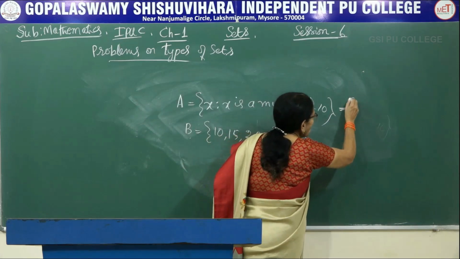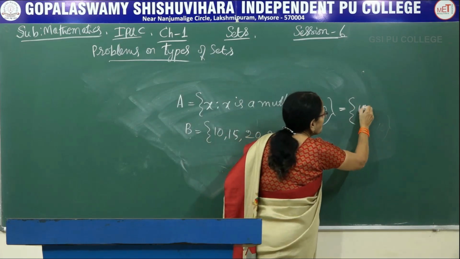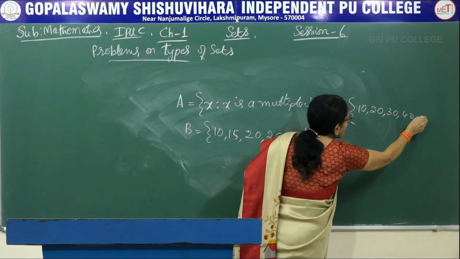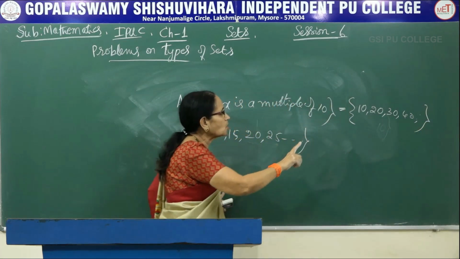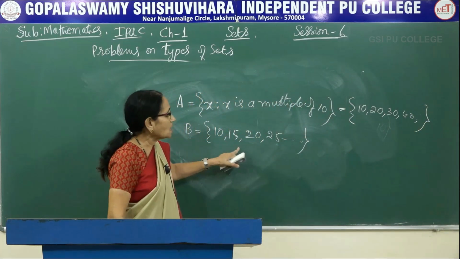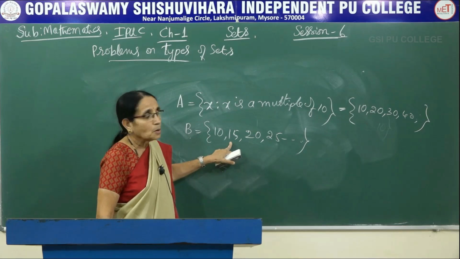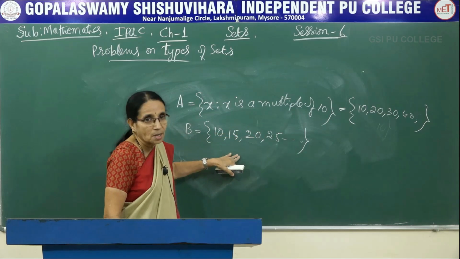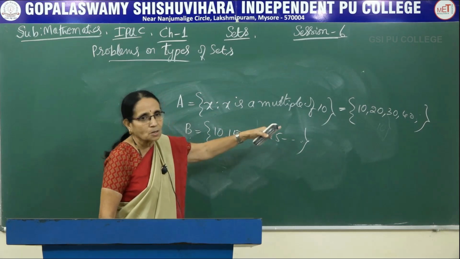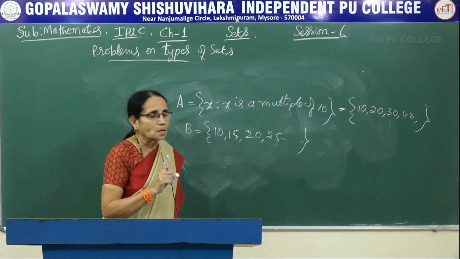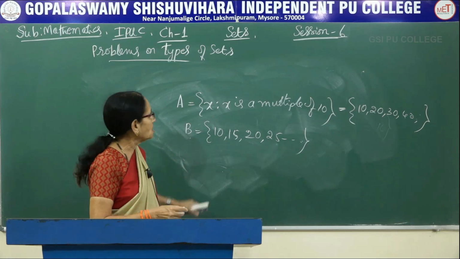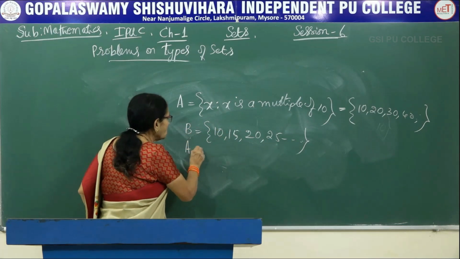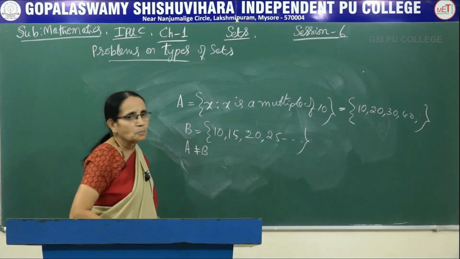Whereas the set A, according to the definition, what are the multiples? 10, 20, 30, 40, etc. Isn't it? Here we are having only multiples of 10. Here we are having multiples of 5. So you can clearly see that those elements are present here. But these 15, 25, they are not there. That means the sets A and B are not equal to each other. That is multiple of 10. This is multiple of 5. Therefore, you have to write A is not equal to B.